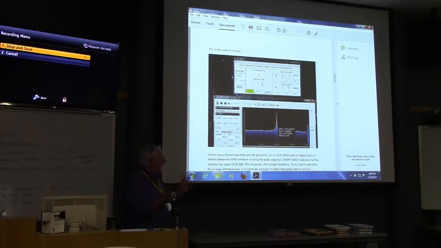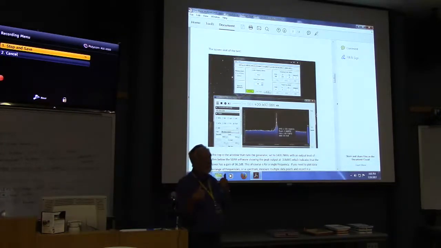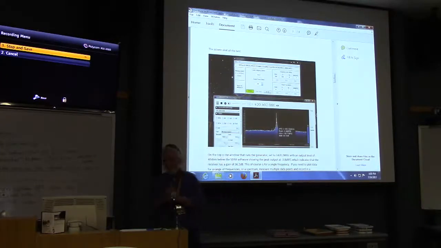From this I figured out that the RTL SDR gives about 30 to 35 dB of gain, based on what you're putting on the input and what's shown on the output. So that's kind of a base reference.